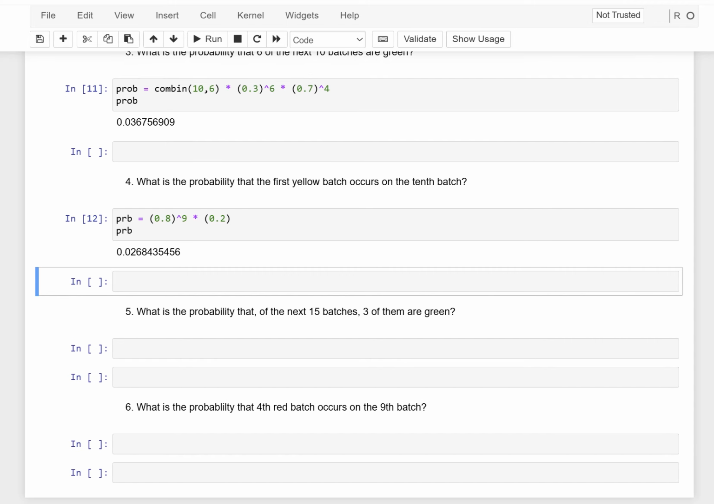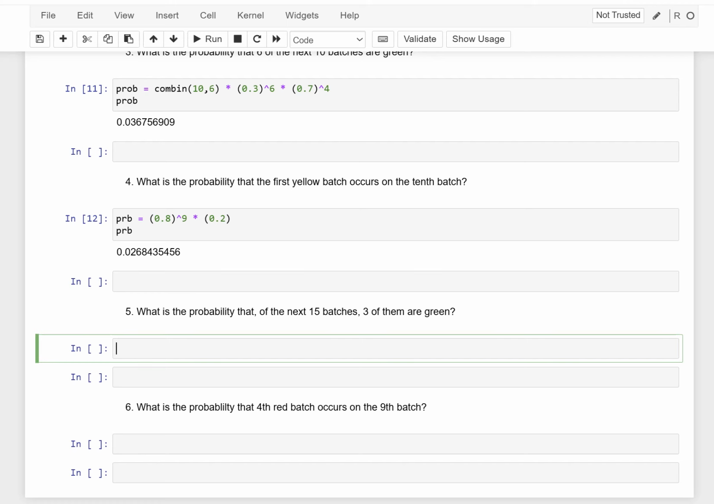Then, what is the probability that of the next 15 batches, 3 of them are green? Okay, this is binomial again. Why? We have a fixed number of trials, right? So it can't be geometric or negative binomial. Fixed number of trials, fixed probabilities, so it can't be hypergeometric. So this is binomial. And so what are we doing?